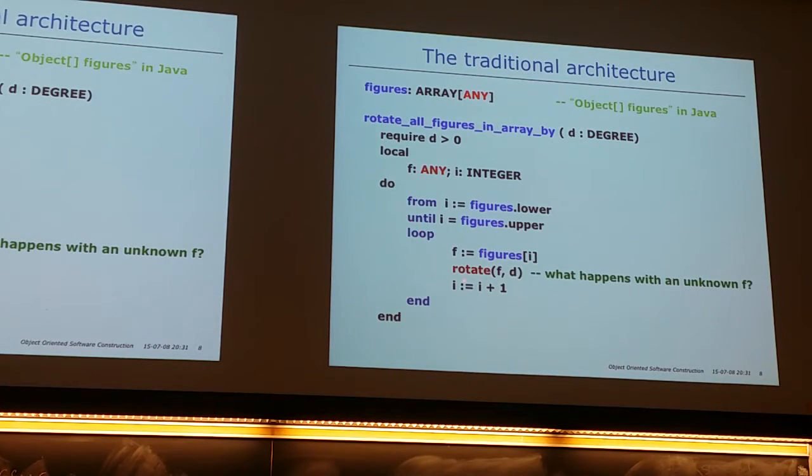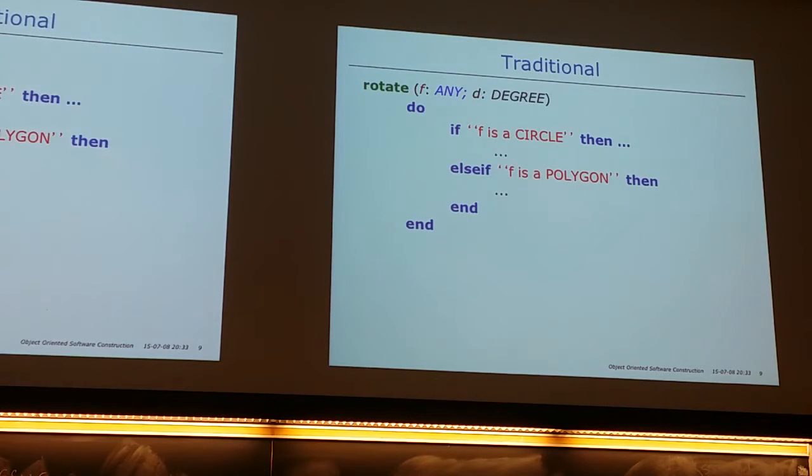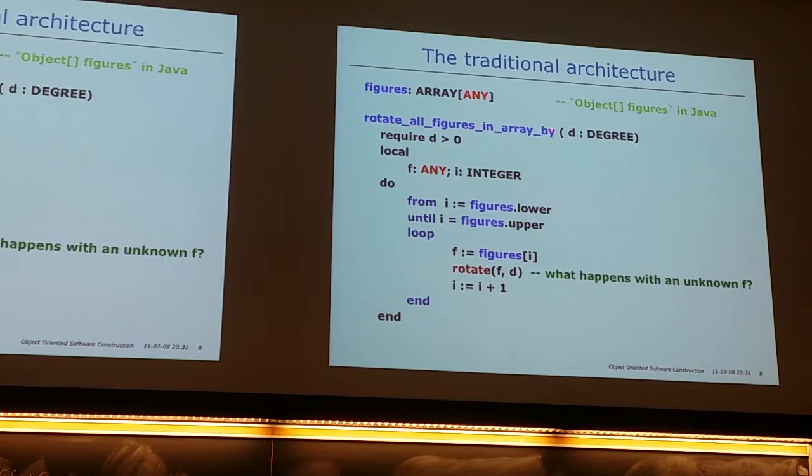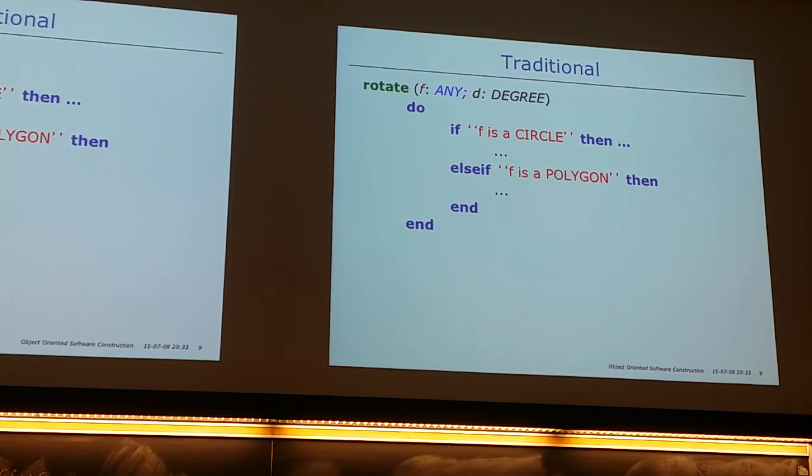So now, see here, we have a rotate feature. Let's see how the rotate might be implemented. Because we simply have a figure which we know nothing about its type, you can see here we simply have any. So the any type can be a circle, can be a polygon, and can be something else.